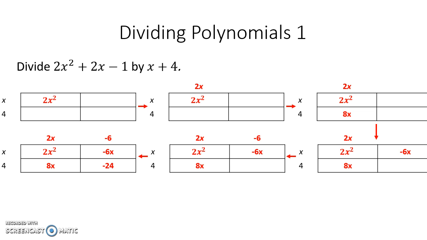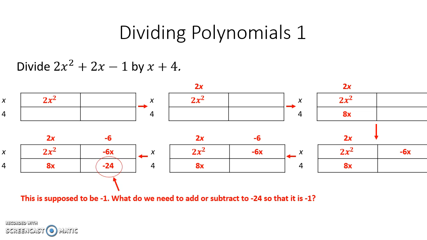So we need to think about, well, let's just double check everything, right? We have our 2x squared, that's good. We've got our 2x, because 8x minus 6x is 2x, so that's good. The only issue is that negative 24. So if we have negative 24, how can we get negative 1? Well, we could add 23 to it, right? So we can add 23 to it to make it negative 1. So that 23 that we're going to add is going to actually be considered our remainder.